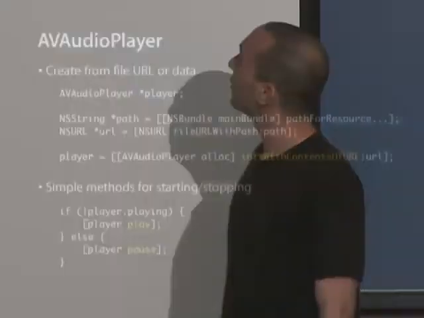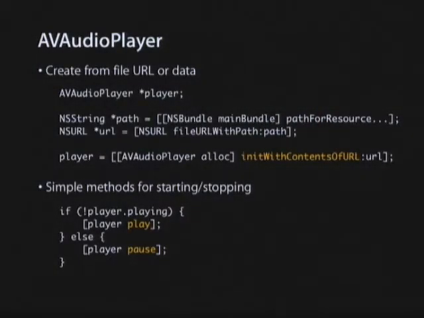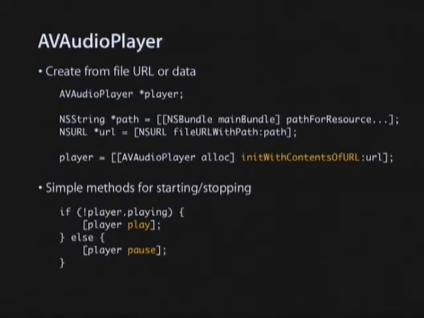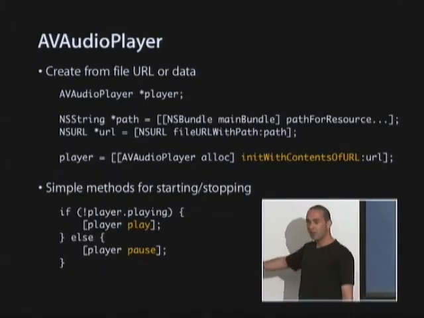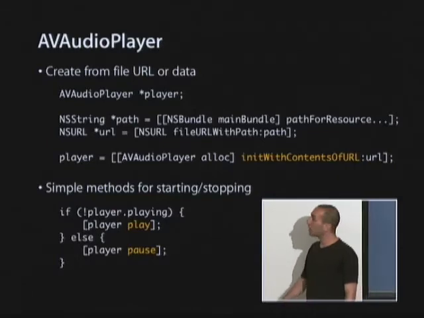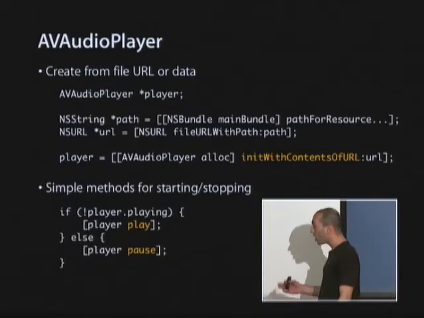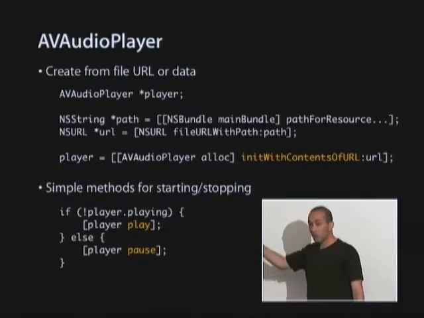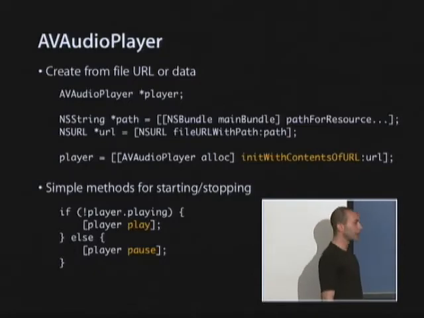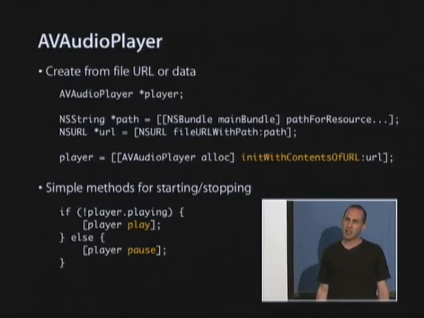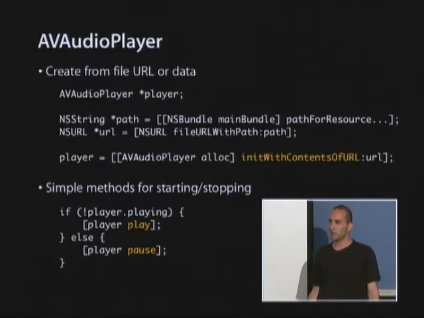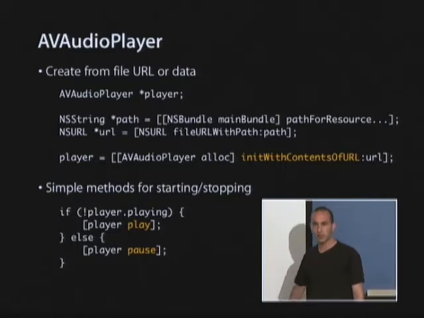So here we go. Here's an example of how we create an AV audio player. We're going to get a path from the bundle for our local file, create a URL for it, and then call AV audio player alloc init with contents of URL, and that creates a player for us. Then there are some very simple calls for starting it, stopping it, pausing it, play and pause. Take a look at the headers, very useful. These are in, I believe, the AV Foundation framework. We can take a look at that in a moment.